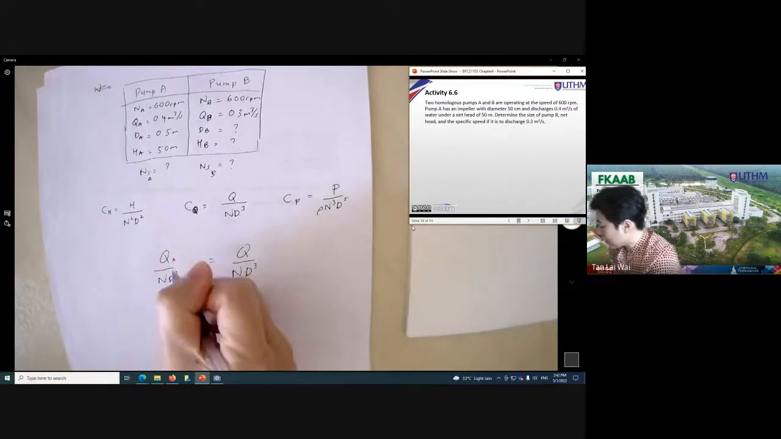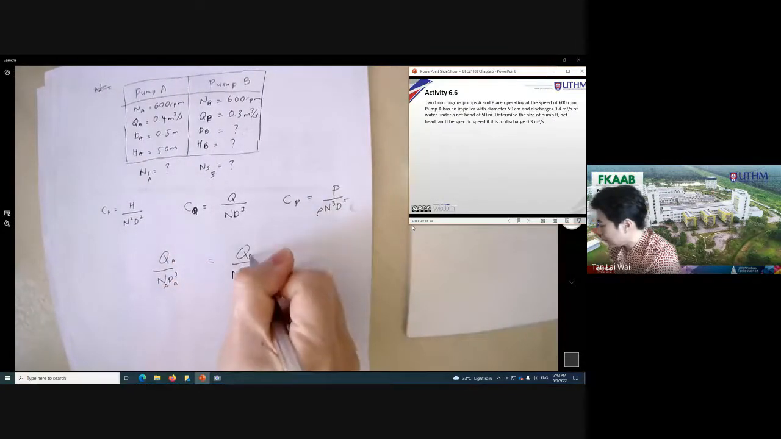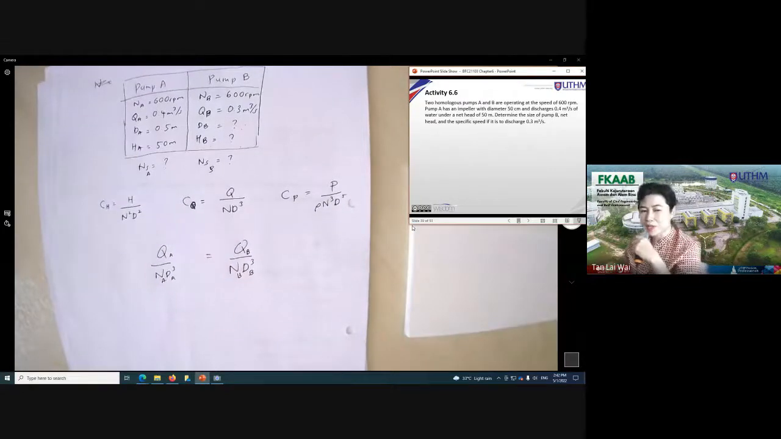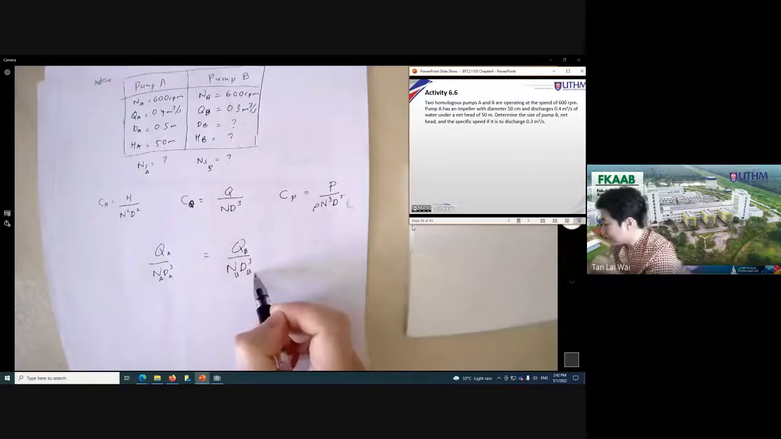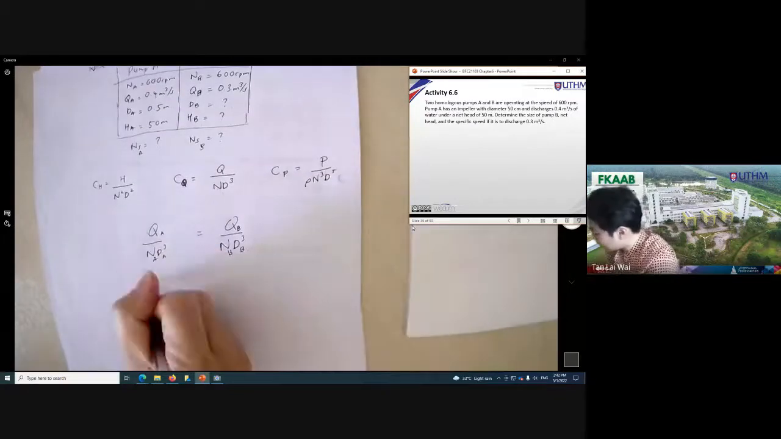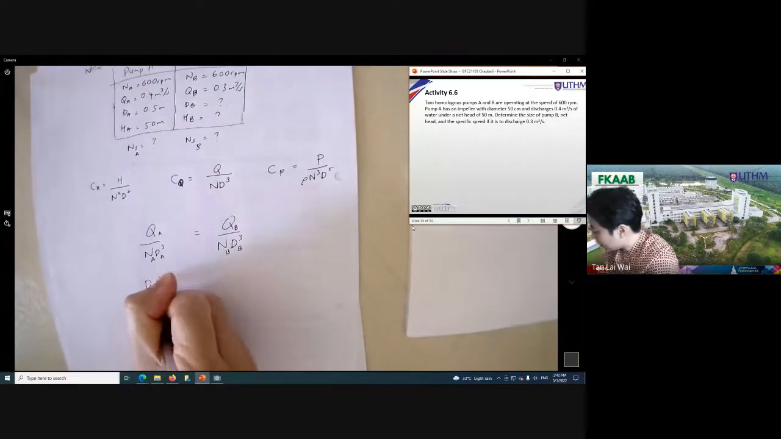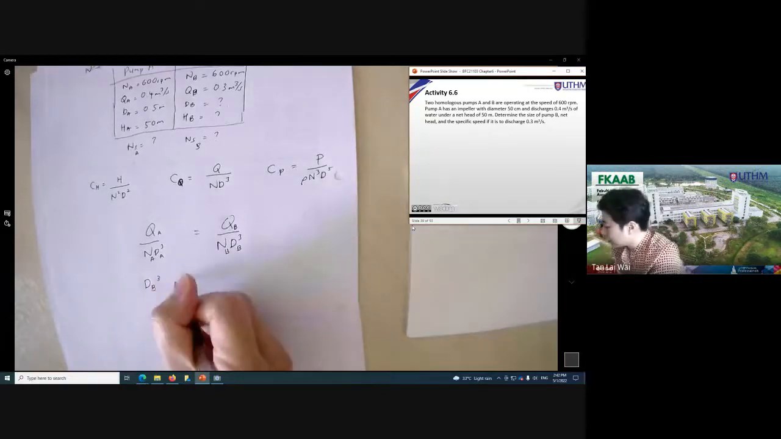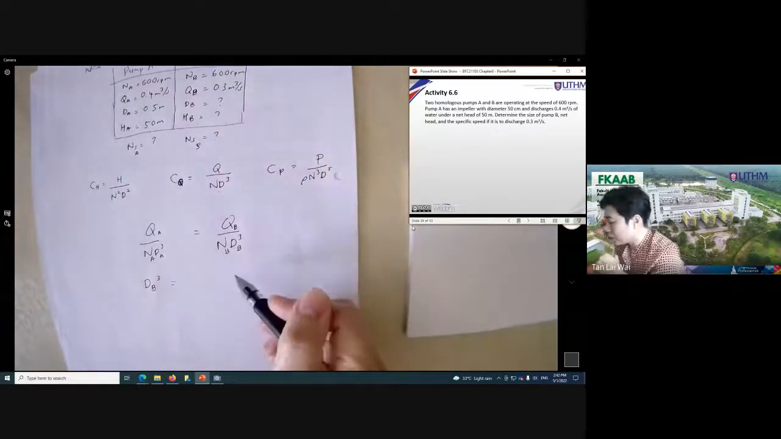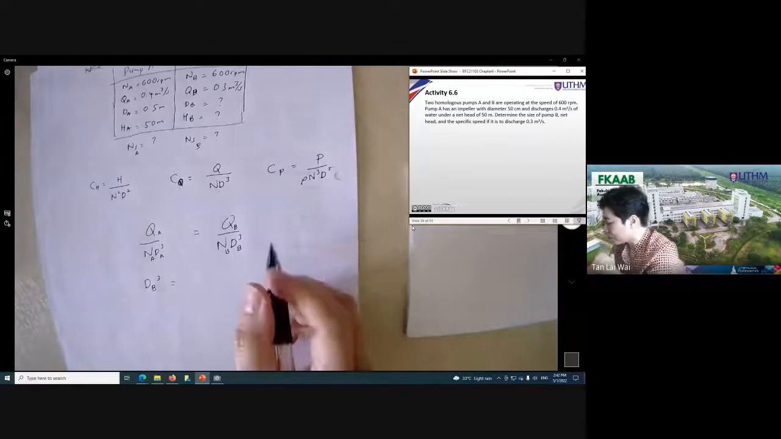So this would be A, B, B, B. So I'm comparing between pump A and pump B. So I need to find dB. So I'm going to rearrange this. I said dB cubic power. If you want to write the whole thing in power of 1/3 also can.